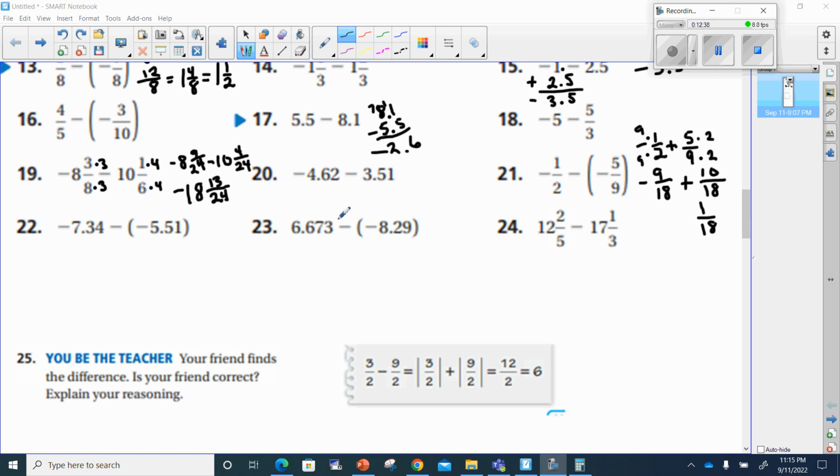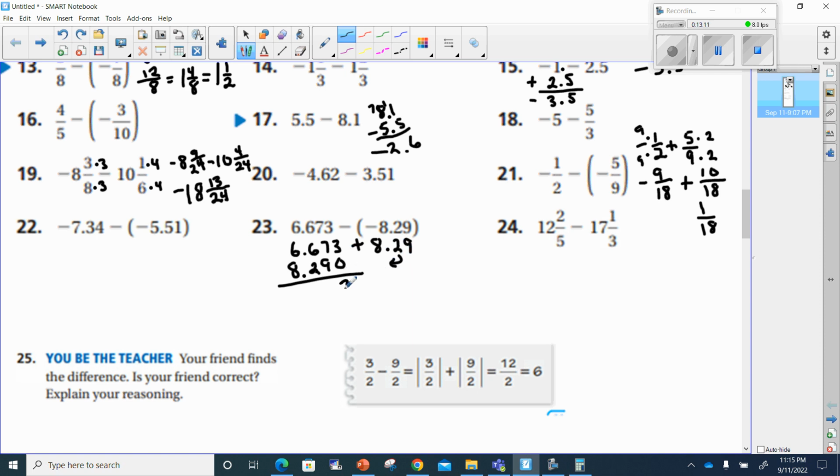Next is number 23. Negative times a negative is a positive, so this is 6.673 plus 8.29. So I can just stack these. I want to line up my decimals. I'm going to put 8.29 here. And I'll just put a 0 at the end here because there's nothing there, right? So all I did was bring that down there.